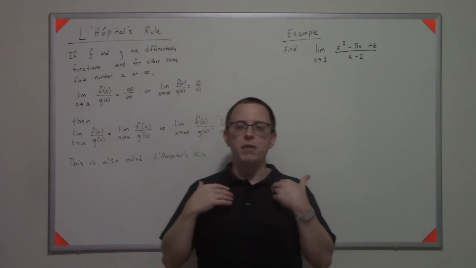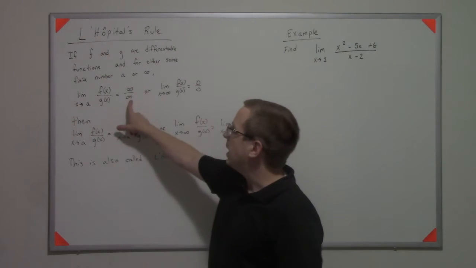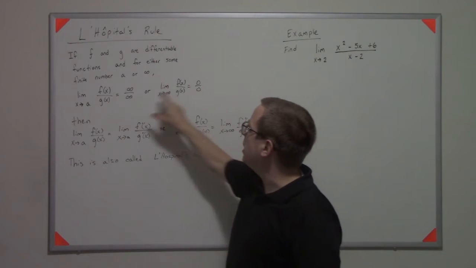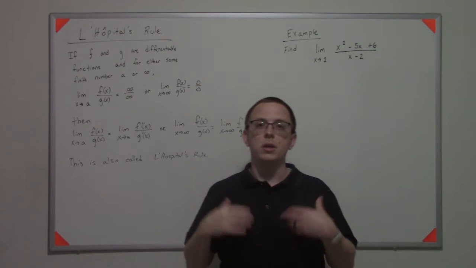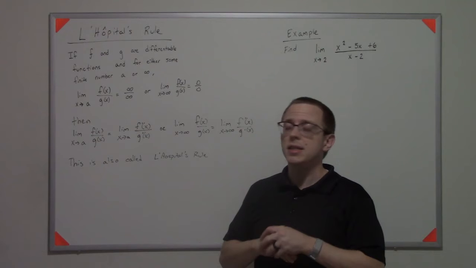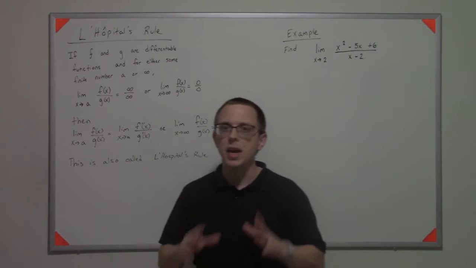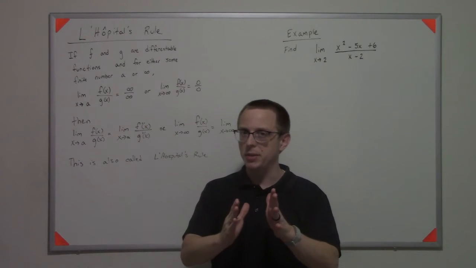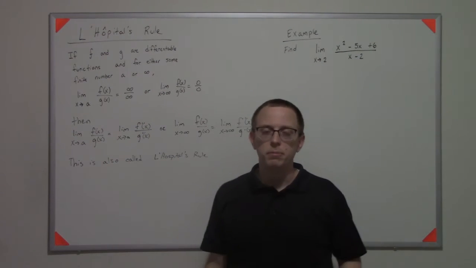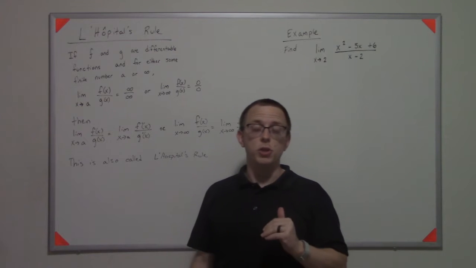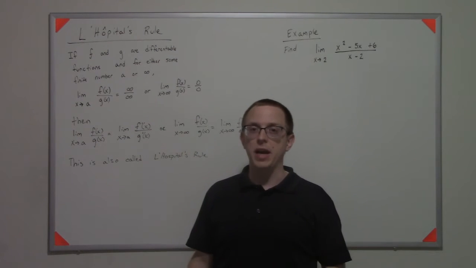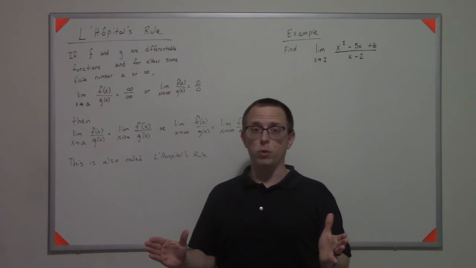And if I try to plug that in and I get an infinity over infinity, or I get a 0 over 0, so if I get either one of these two indeterminate forms, what I can do is, instead of evaluating this limit directly, I can take the exact same limit of their derivatives. So instead of taking the limit of f of x over g of x, I can take the limit of f prime of x over g prime of x. That's an incredibly powerful result.